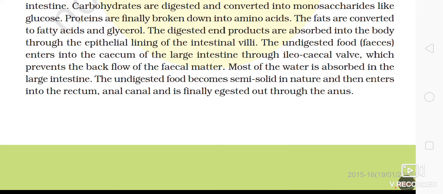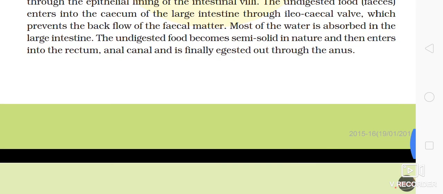The digested end products are absorbed into the body through the epithelial lining of the intestinal villi. The undigested food, feces, enter into the cecum of the large intestine through the ileocecal valve, which prevents the backflow of the fecal matter. Most of the water is absorbed in the large intestine. The undigested food becomes semi-solid in nature and then enters into the rectum, the anal canal, and is finally egested out through the anus. And with this we come to an end.